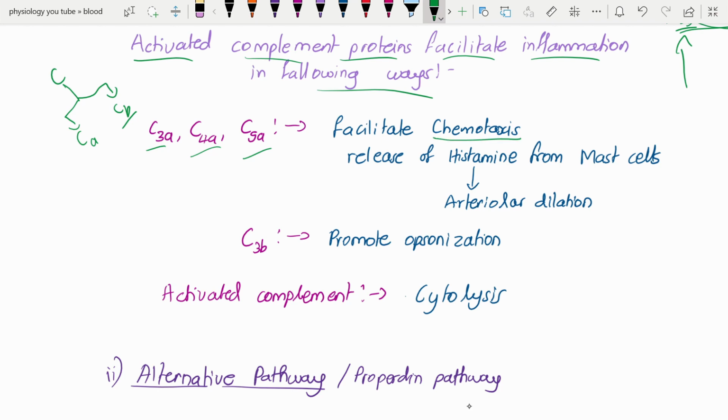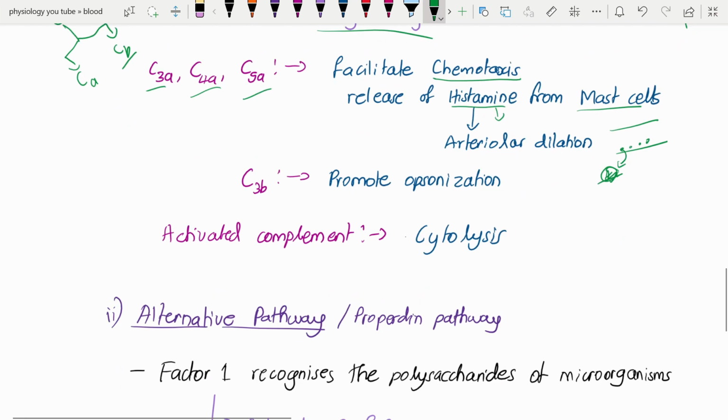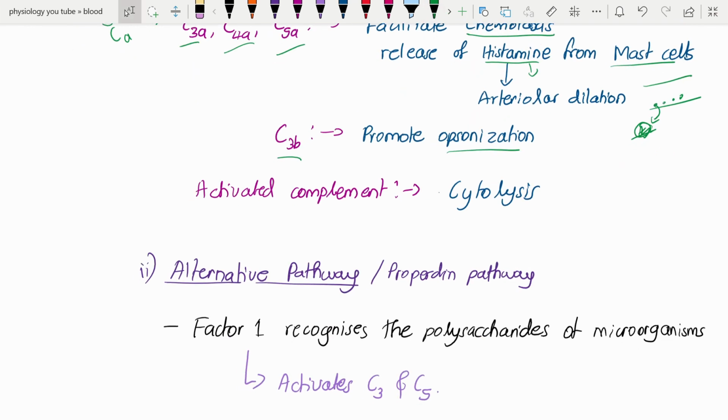These facilitate the process of chemotaxis and also the release of histamine from the mast cells. Histamine is a potent vasodilator. As you know, when there is vasodilation, margination of the neutrophils occurs, and these neutrophils help the process of phagocytosis of the antigens, foreign bodies or microbes. In the same way, C3b is involved in opsonization, because it promotes opsonization. The activated complex, as I mentioned, from C5b to C9, is involved in the process of cytolysis.